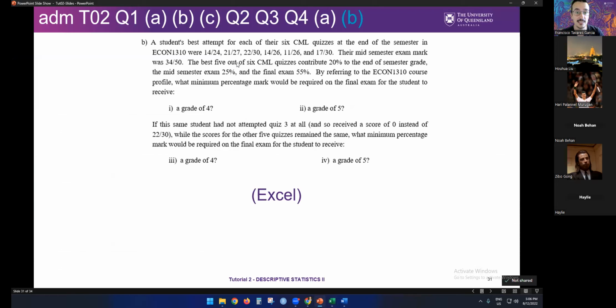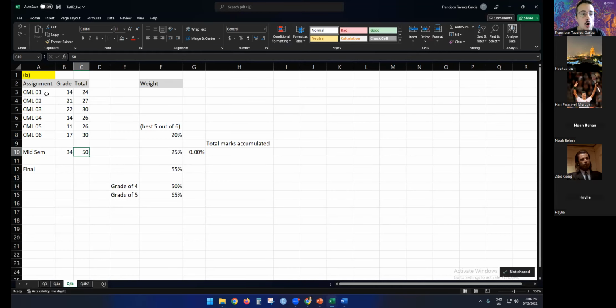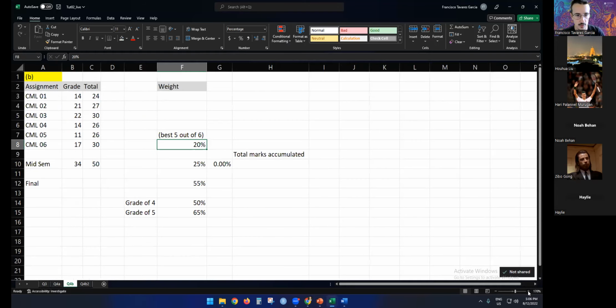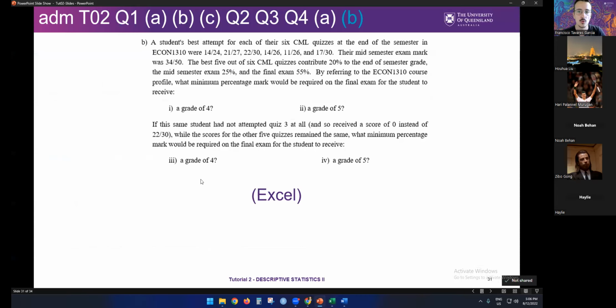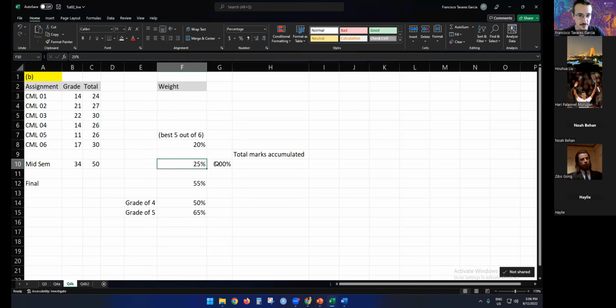The best 5 out of 6 CML quizzes contribute 20% to the end of the semester grade. So all these together, we will take the smallest value out, and it will contribute 20% to our end, our final grade. The mid-sem is 25%. Let me take this out. And the final would be the remaining 55%, right?